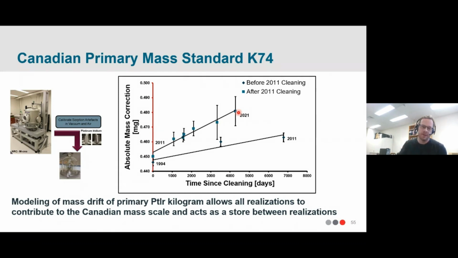So we're continuing along the same path. This is how our mass standard changes over time, and we track that very carefully. This was our old drift measurements before we cleaned our national standard in 2011. So we can store our realized value into our national prototype.